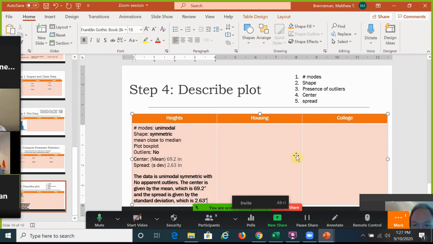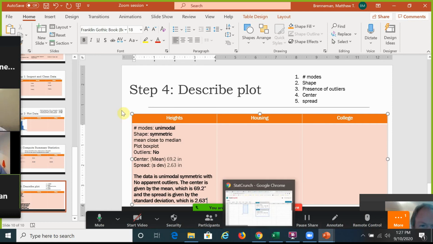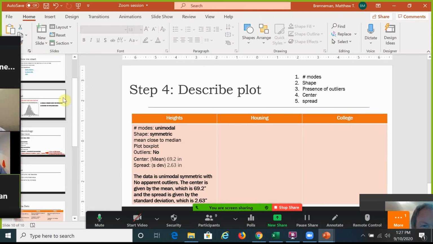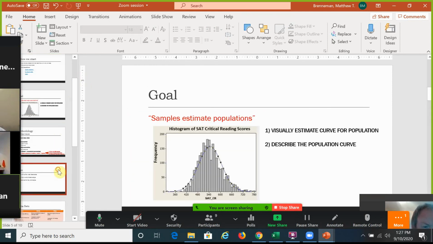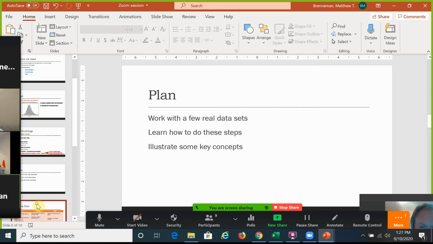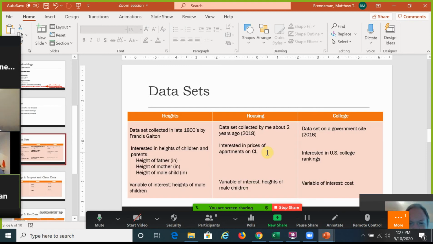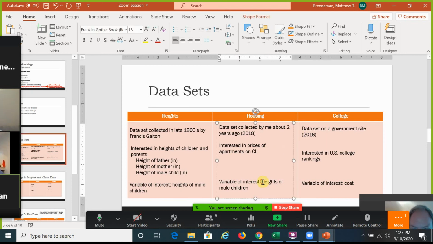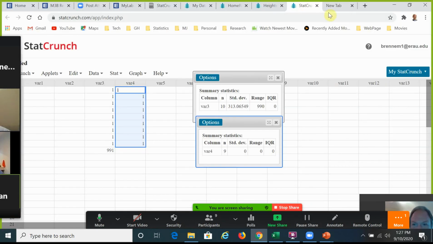So the next data set I had was Craigslist housing data. So this actually came from a friend of mine who was visiting here to do research, and he wanted to know what prices are going to be like. He was here short term. And so I collected this data off Craigslist a couple years ago. And we're not interested in heights of children. We'll say costs of apartments, okay? How's that? Okay. So this is our data set.